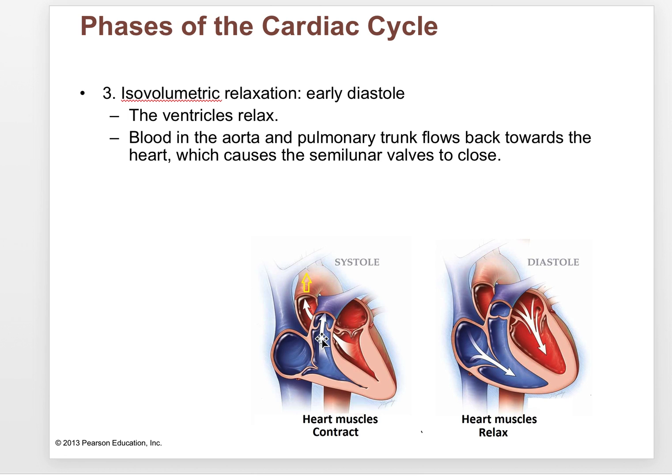Then after the ventricles contract, the ventricles relax. Then the blood that's in the aorta and the pulmonary trunk starts to flow backwards into the ventricle, but it stops because the semilunar valves close. So these semilunar valves close, which prohibits the blood from flowing back down into the ventricle, and this ensures that once blood leaves a chamber, it doesn't come back to the same chamber. It goes on to the next area.